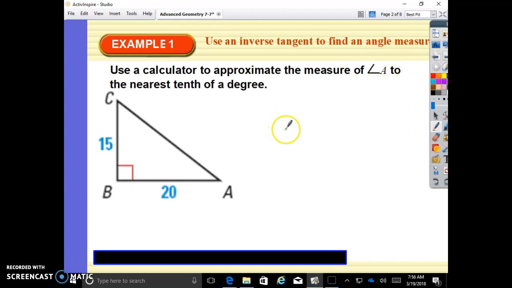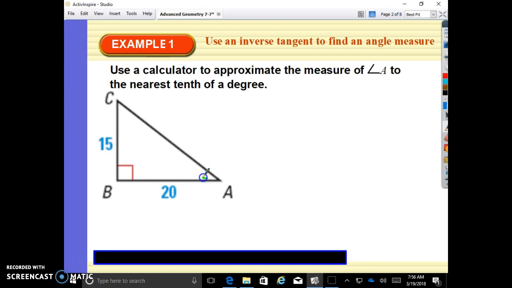Today's lesson is just like 7.6, but with a little bit of a twist. In 7.6, we were able to find the missing side length. Today we are going to be using the inverse tangent to find the missing angle measure. It says use a calculator to approximate the measure of angle A to the nearest tenth of a degree. We are looking for angle A.